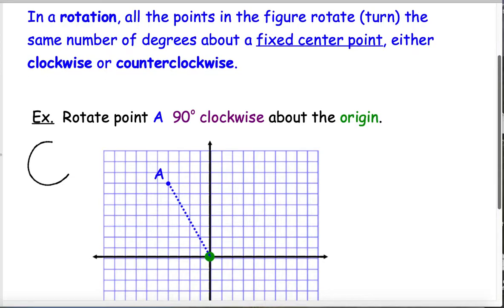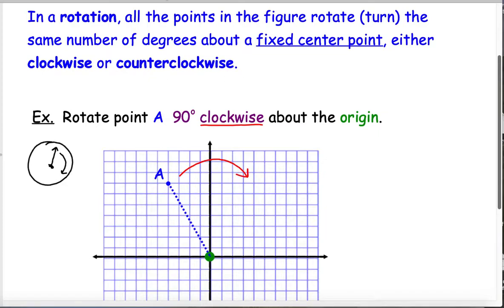By the way, here's a clock. Terrible picture. But as the hands on the clock move, they move in this direction throughout the day. So that's clockwise. Counterclockwise would be going this way. All right, but the directions on this one said that we're going to go clockwise. So we know that A is going to be going this way.